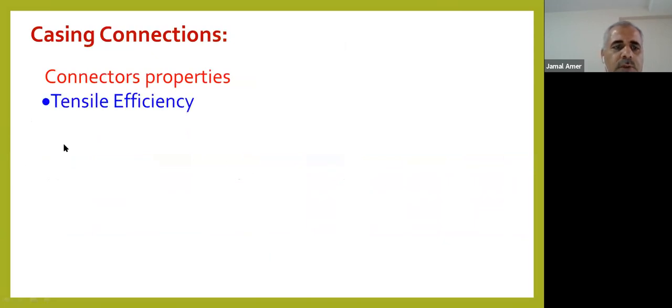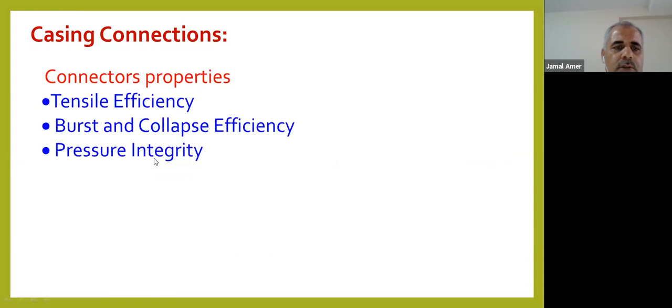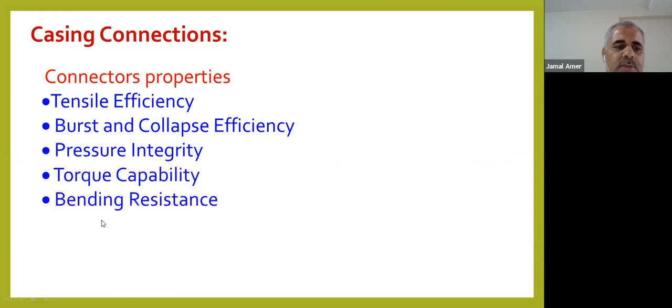We will talk about connector properties. Connector properties also face the same loads which the casing will face: tensile efficiency, burst and collapse efficiency, pressure integrity, torque capability, bending resistance. All of this the connection will face during the life of the well.